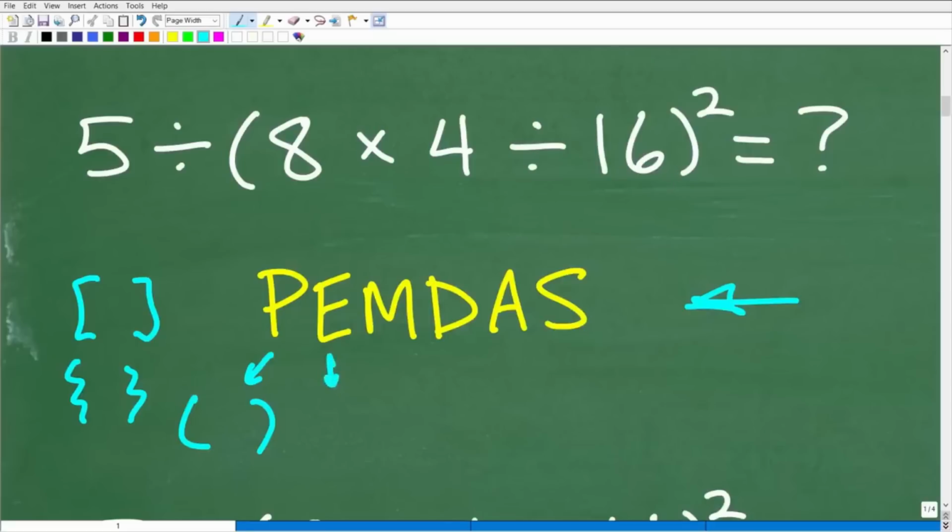E stands for exponent. So if I have a power like 2 to the 4th power, this little 4 is an exponent. This entire thing is a power. So you want to think of E as powers, things like 2 to the 4th. We're going to want to do those next.